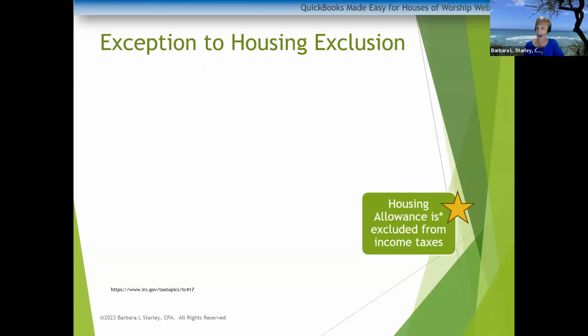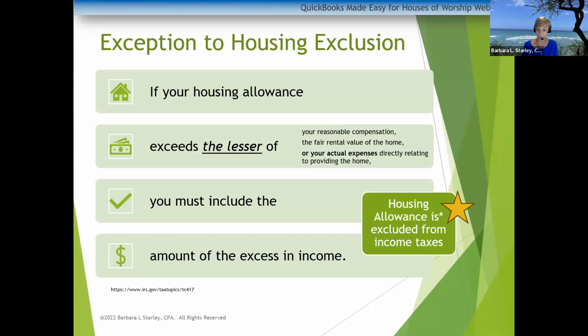So I mentioned the little asterisk next to the word "is." The reason I said that is that housing allowances are not always excluded from income tax, even if it's been approved. And this exception is really important to understand. The exception is that if your housing allowance exceeds the lesser of reasonable compensation, the fair rental value of a home, or your actual expenses, and it's really the actual expenses that I want to focus on here, directly related to providing the home, you must include the excess in your income.